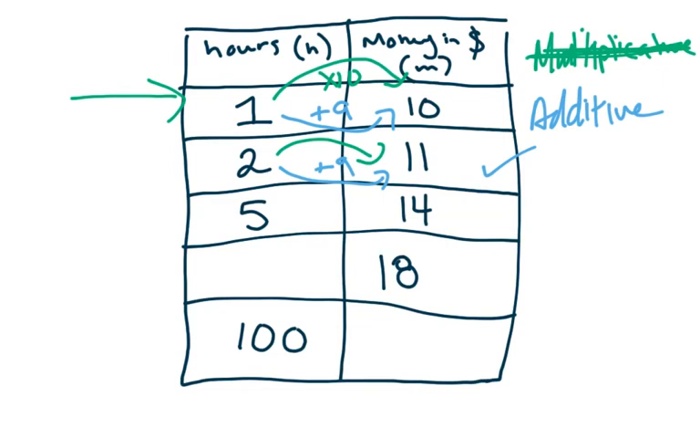Let's just keep going to prove our point. 5 plus 9. Yep, that equals 14. Going from left to right, 100 plus 9. This box would be 109.